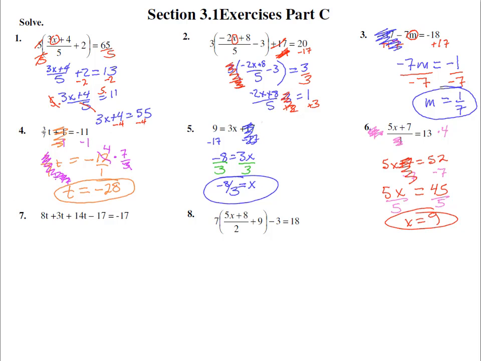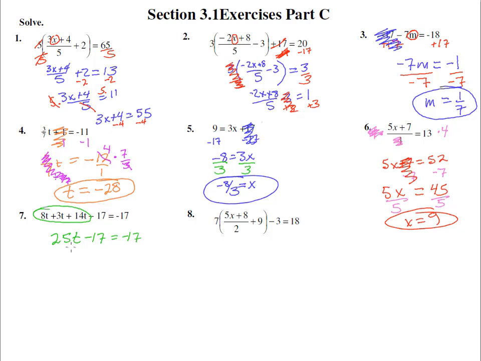Number 7. Looks like we've got a little bit of simplifying to do here. There are a bunch of t's, so let's put all these t's together. 8t plus 3t is 11t plus 14t. That's 25t minus 17 equals a negative 17.